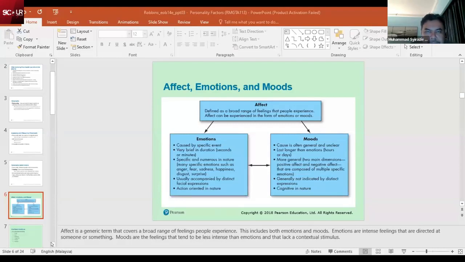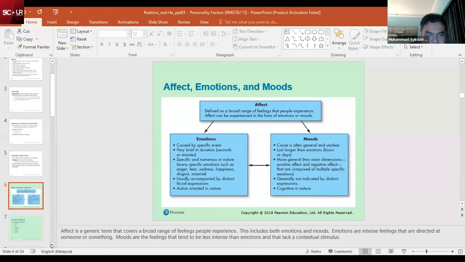In our syllabus, next after personality is about affect, emotions, and moods. There are three distinctive definitions in terms of affect, emotions, and mood. Affect is defined as a broad range of feelings that people experience. Affect can be experienced in the forms of moods or emotions. Something happens, it is affective, so the effect will be felt by either emotions or mood.